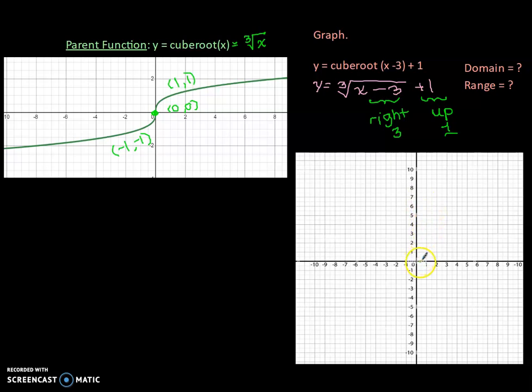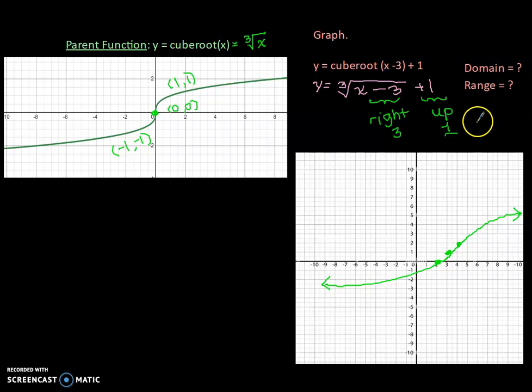So instead of (0, 0), I go to the right 3, up 1. Instead of (1, 1), I'm going to go to the right 3, up 1. And instead of (-1, -1), I'm going to go to the right 3 and up 1. And it will have the same shape, but the points just shift, they translate, upwards and downwards, right and left. So that's why the parent function is important to know as well, just because you'll also know the shape of the graph.